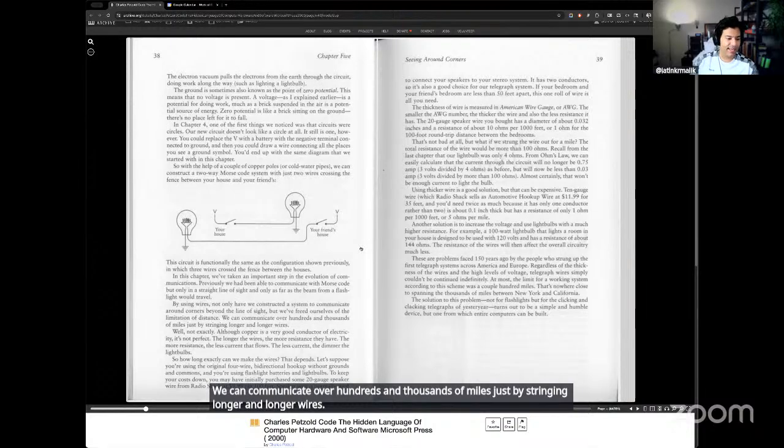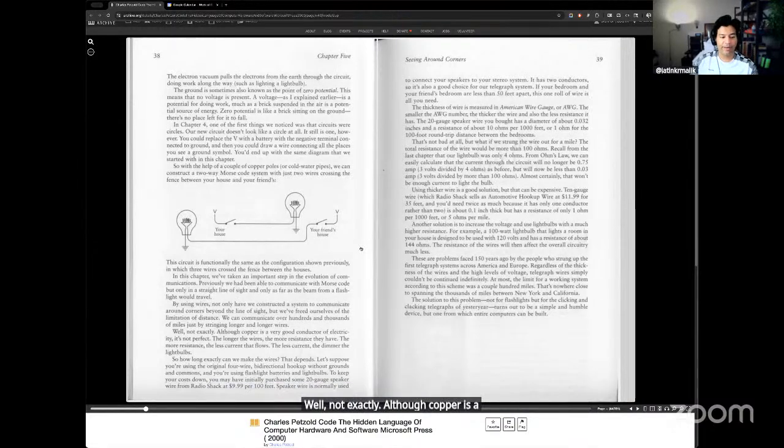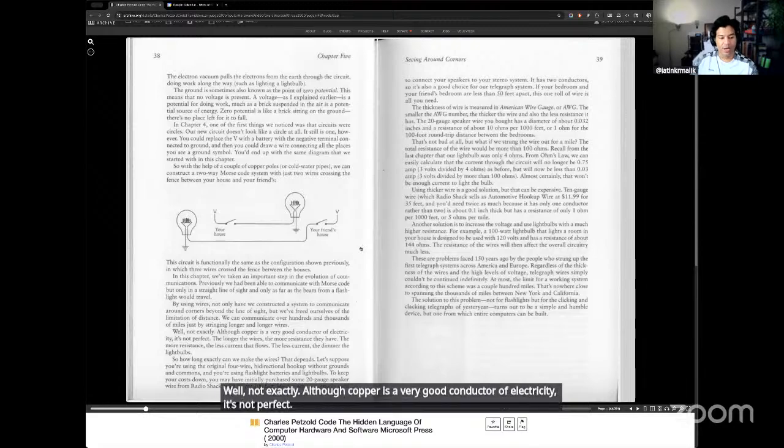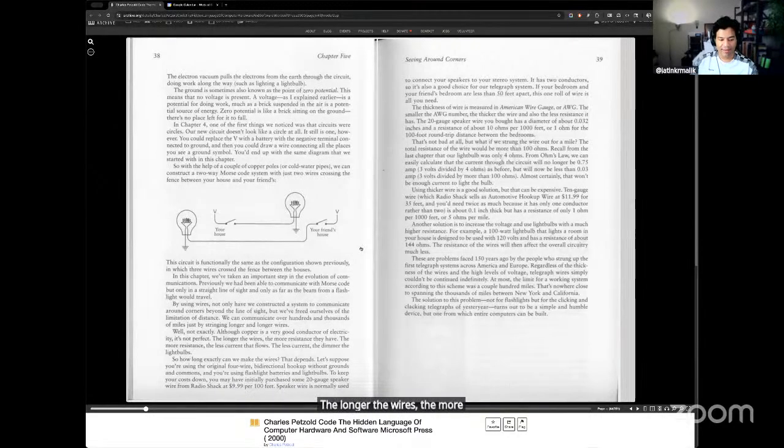Well, not exactly. Although copper is a very good conductor of electricity, it's not perfect. The longer the wires, the more resistance they have. The more resistance, the less current that flows. And the less current, the dimmer the light bulbs. So, how exactly can we make the wires?